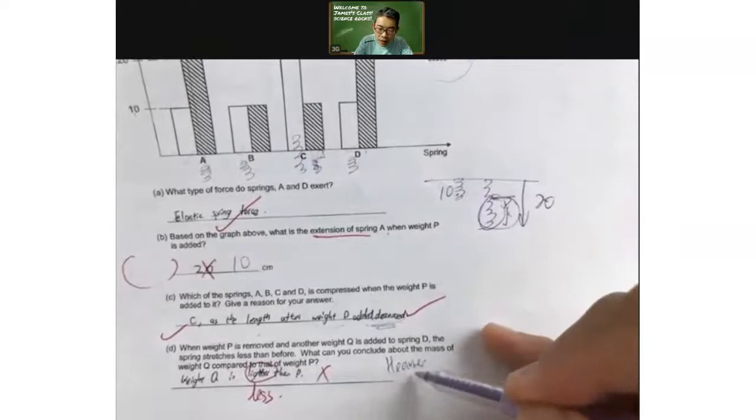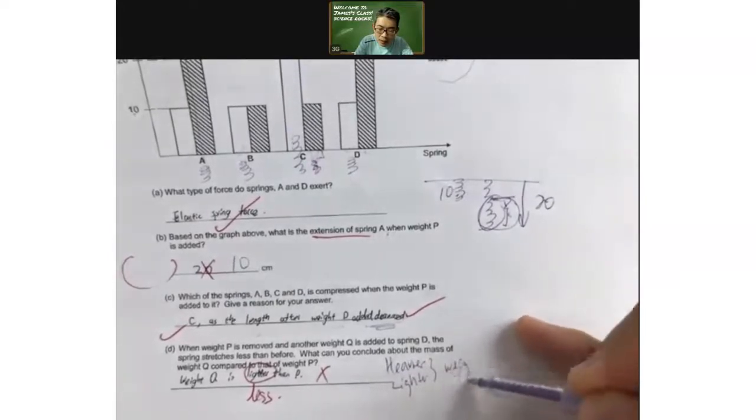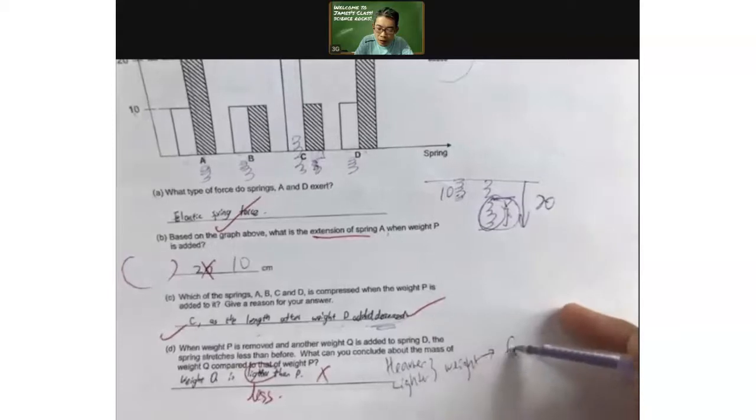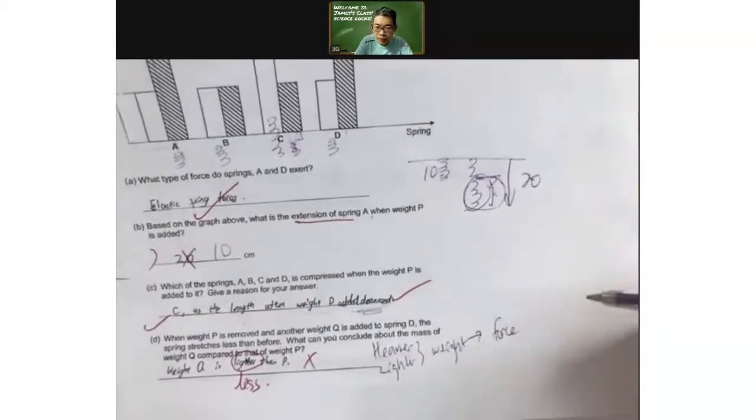So when weight P is removed and another weight is added to spring D, the spring stretches less than before. Right, D here, it stretches less. That means that Q has less mass than P. Okay, less mass. Now, for mass, never use heavier and lighter. The words heavier and lighter talk about weight, and weight is a force that's linked to gravity.